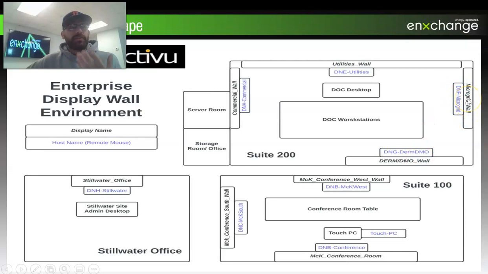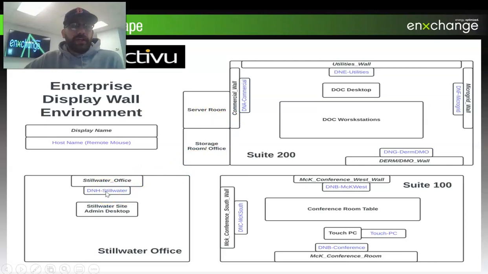Each layout, each source is built to a display, which I'll show you guys here in a little bit. Lastly, we see DOC desktop and the Stillwater site admin desktop. This is the big 49-inch curved display that you would see here, and then this would be my computer that I have right here at our office. In Suite 200, we have a storage room, and we also have a server room. So that's where that server rack is located that I told you guys a little bit about.